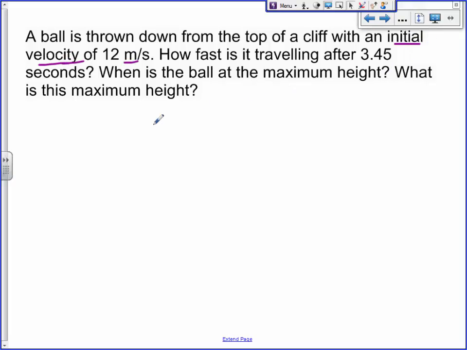So let's start writing out what we know. We're throwing a ball with an initial velocity of 12 meters per second. Time is 3.45 seconds. What else do I know? I know acceleration, right?